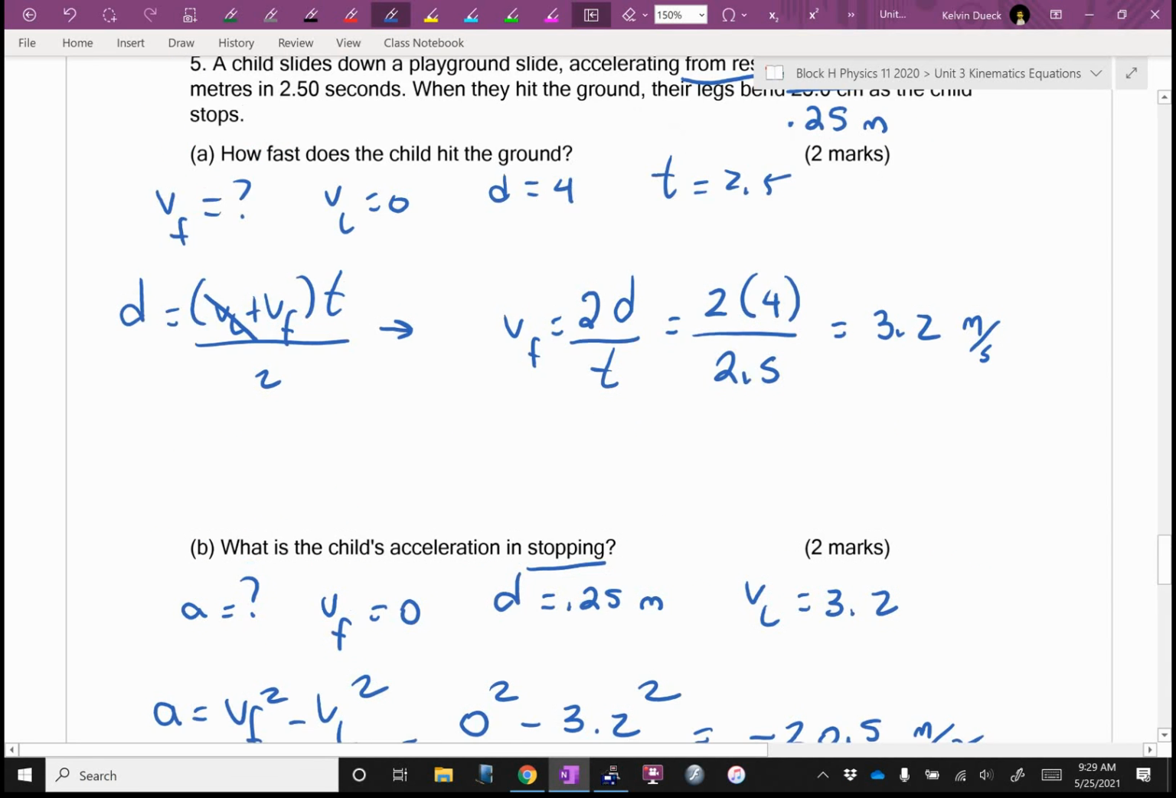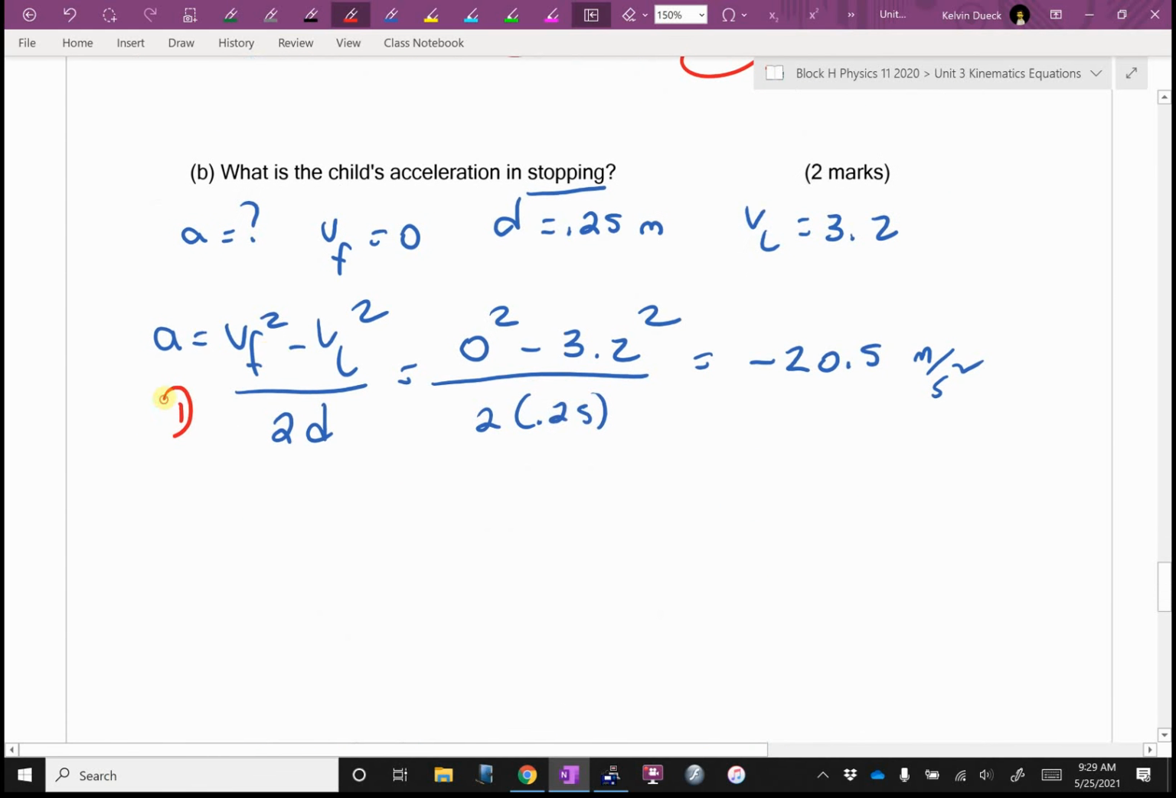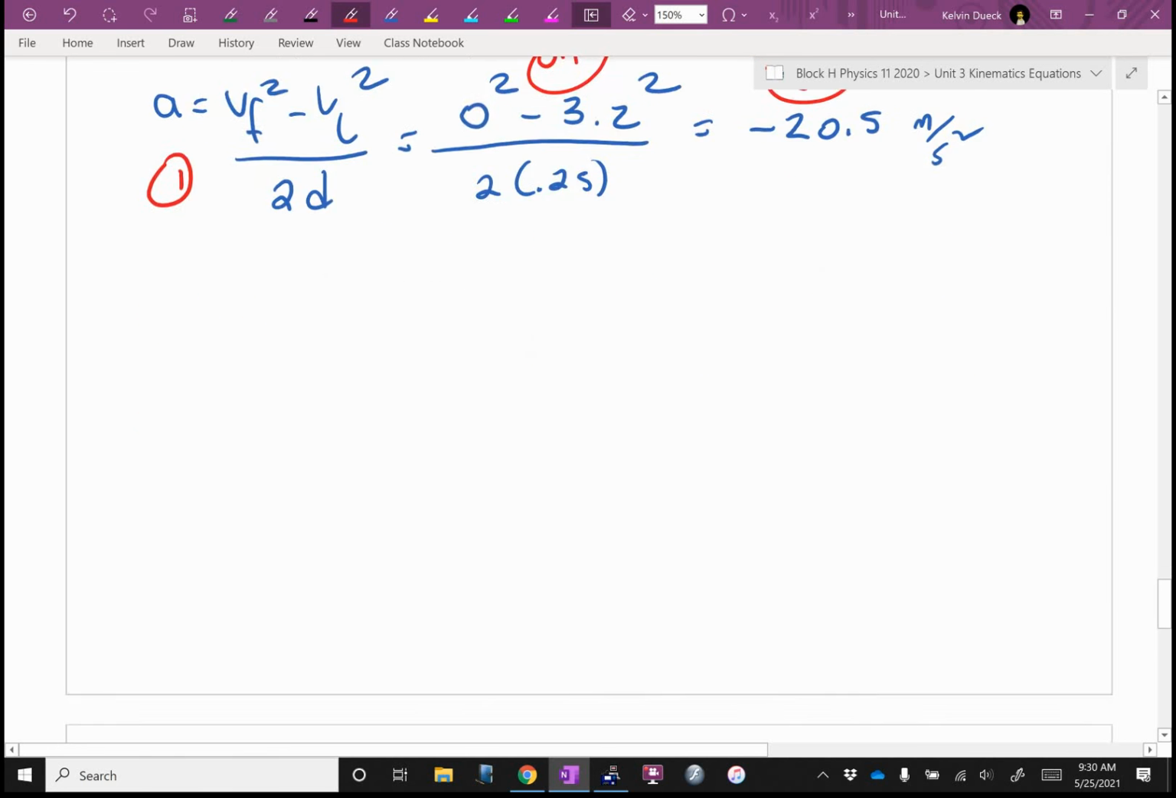Okay. I would give you 1 mark for that. Sorry, I would give you a half mark if I saw that. Half mark for that. Half mark for the numbers. Half mark for the answer. Here, 1 mark for that. Half mark. Half mark.